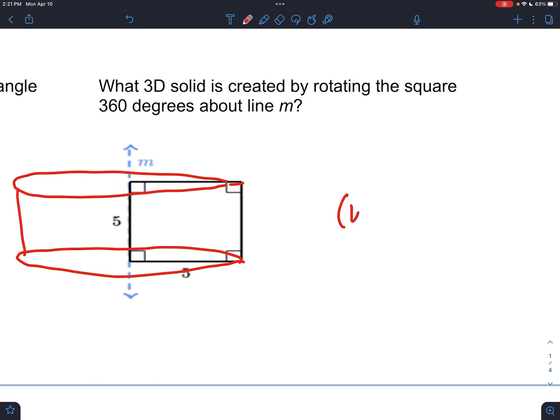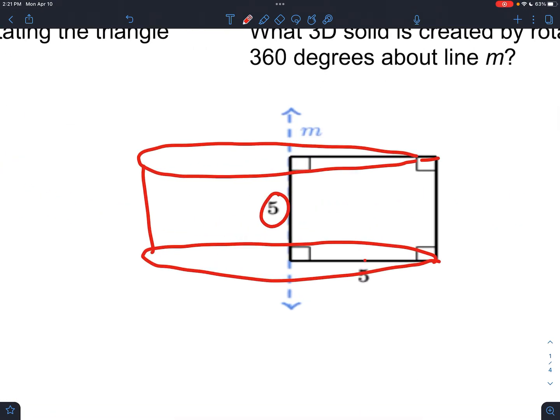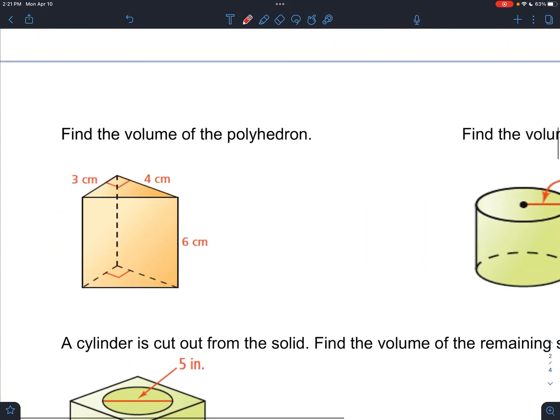We're going to get a cylinder here. Guess those fives make it a square. Just now seeing that. Okay, so how do you find volume?